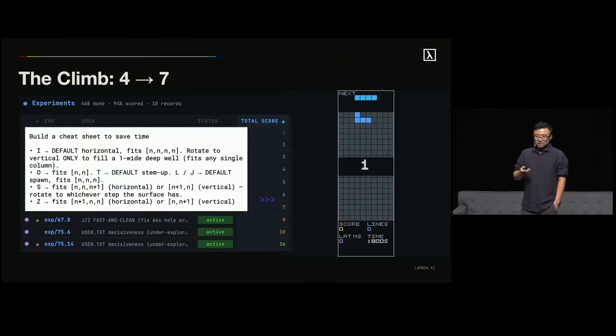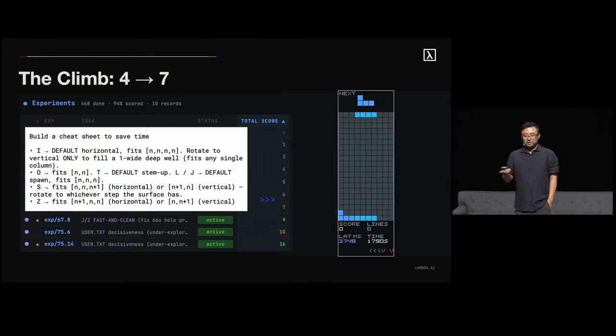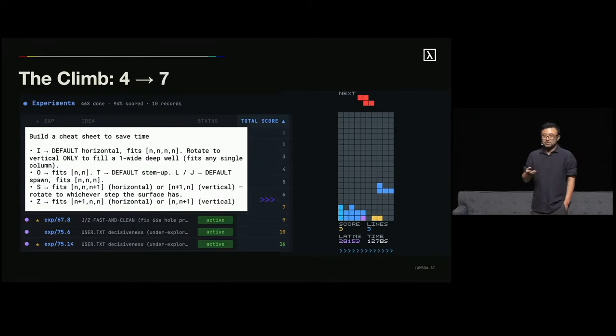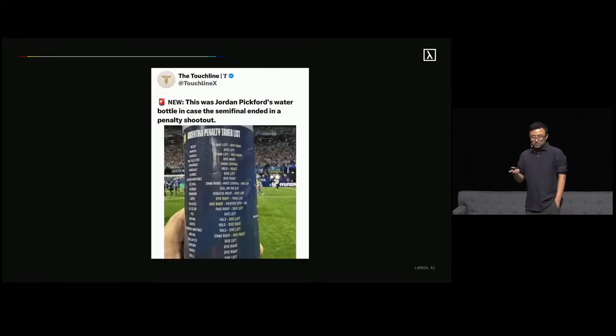In order to get from 4 to 7, what the lab found out is a cheat sheet, basically a set of best practices for individual pieces. So Gemma does not need to figure out all this movement completely from scratch on the fly. They have a reference book. Apparently, this is also a strategy used by the England goalie in the World Cup game.